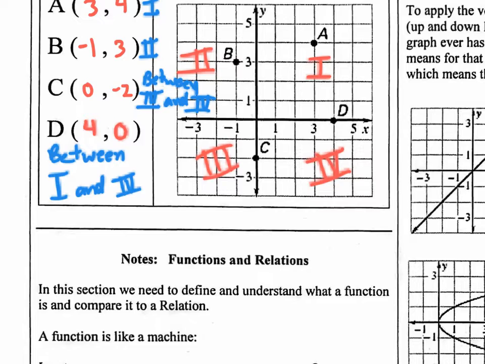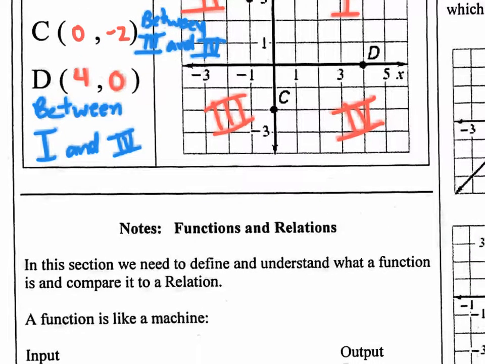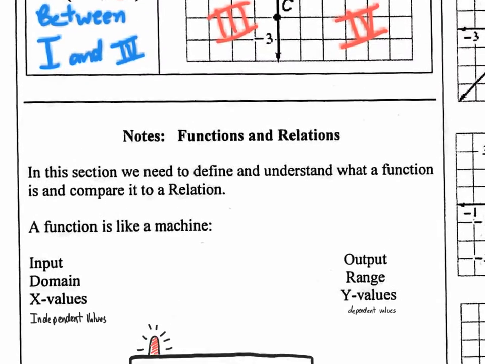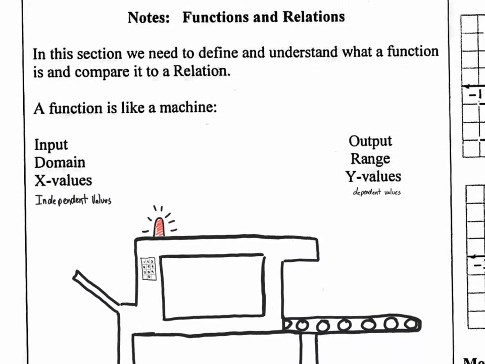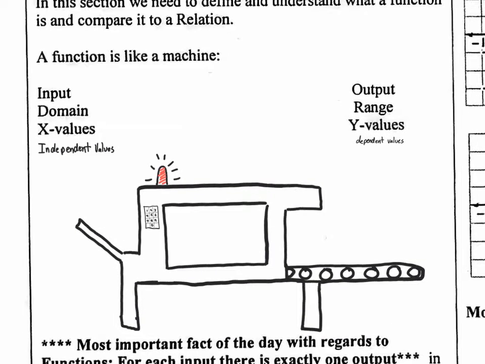Functions and relations. In this section, we need to define and understand what a function is and compare it to a relation. A function is like a machine. So you guys have this blank spot right here on your paper. You need to draw this machine right here.